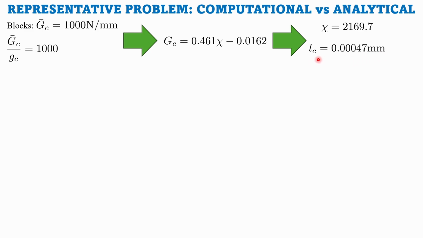LC is this value, which is very, very small, as you can imagine. It is really small, like 0.47 microns or something like that. Microns, is it, right? I am weak with my units, so don't mind me.